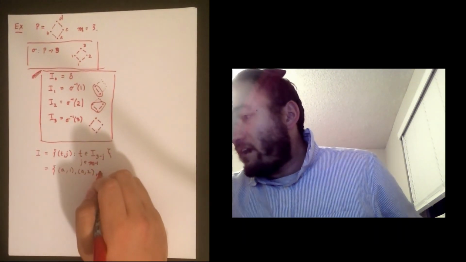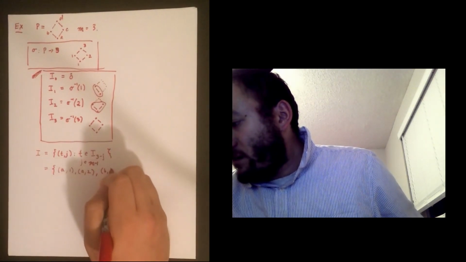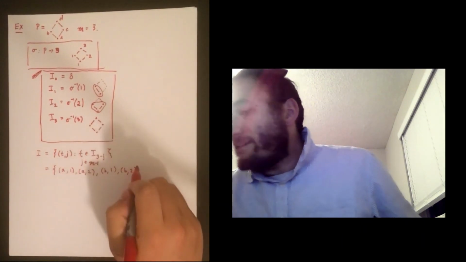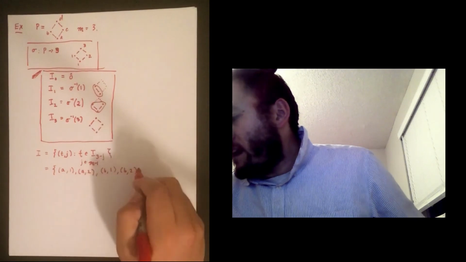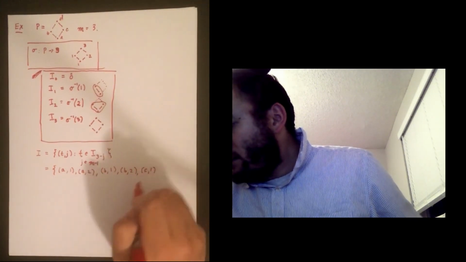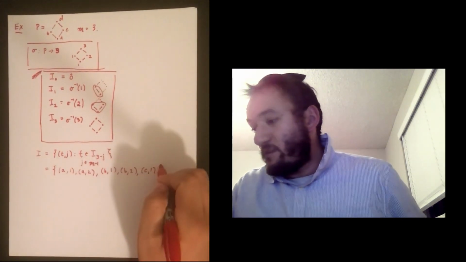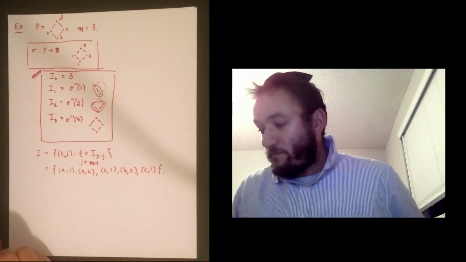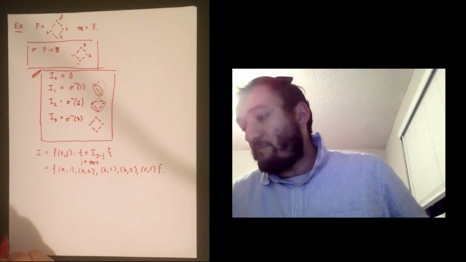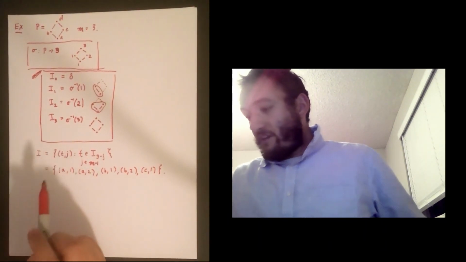B is in I1, I2, and I3 also, so it'll be B1, B2. And C is just in I2, not I1, so that's C1. And D is only in I3, so we don't list any elements with D. Okay? And we can check that this is an order ideal in this direct product.